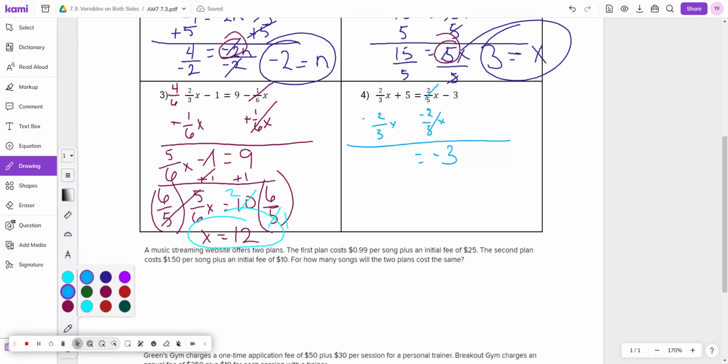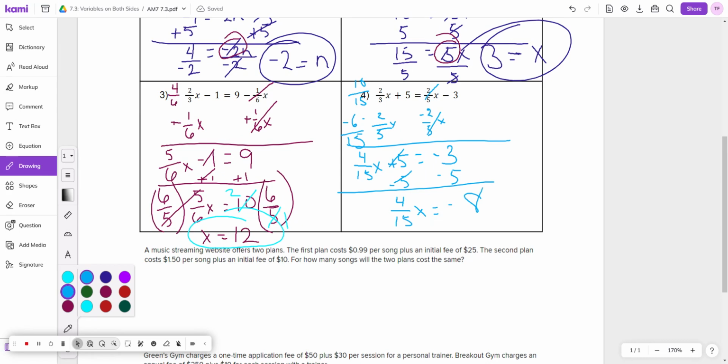I'm going to have to get a common denominator. I know that looks like a 3, but that's a 5. So this would give me 10/15, and this would give me -6/15. 10 minus 6 gives me 4/15 x plus 5. Subtract 5 from both sides. 4/15 x is equal to -8.